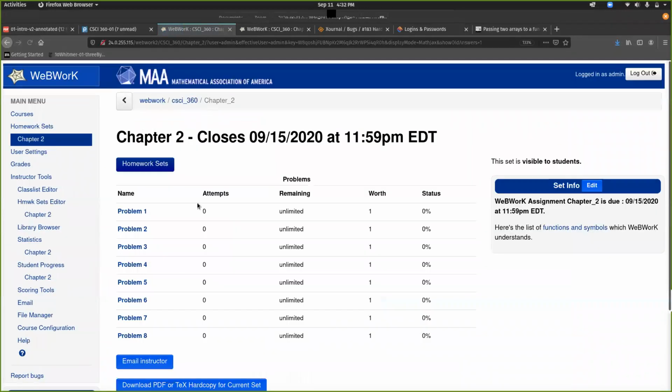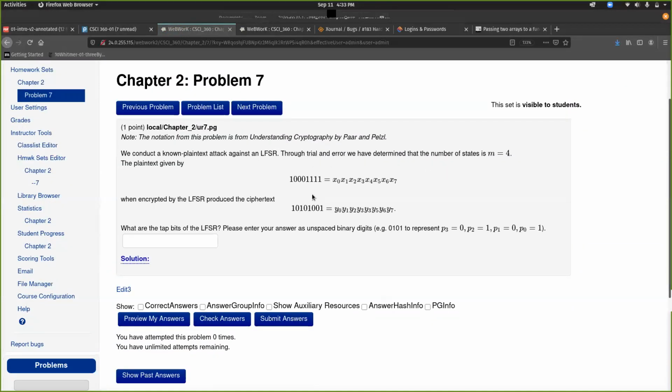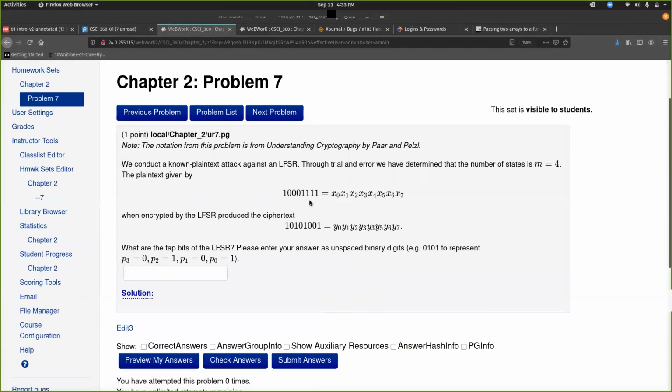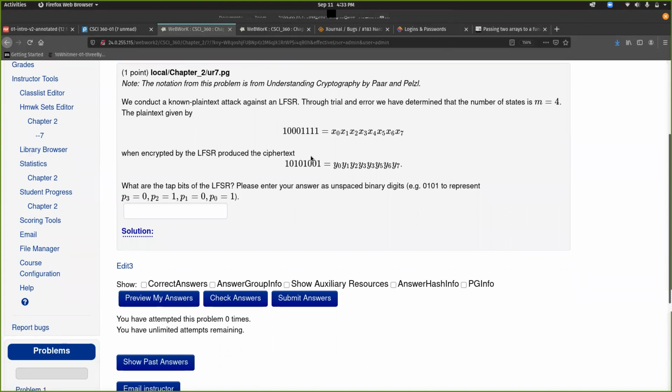So you also have to do problem 7. Problem 7 is arguably easier because you're solving a 4-state machine instead of a 6-state machine. This one is framed as a known plaintext attack, so you don't actually directly get the key stream here. You have to figure out the key stream first. So the key stream is just the XOR of the known plaintext and the observed ciphertext.